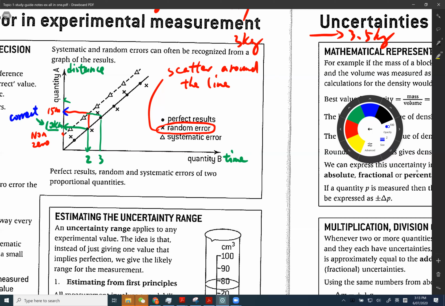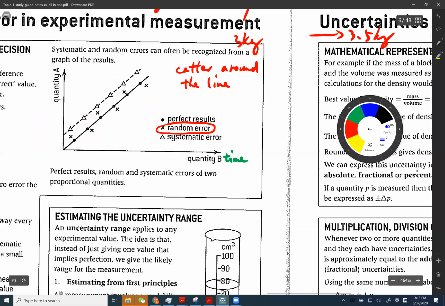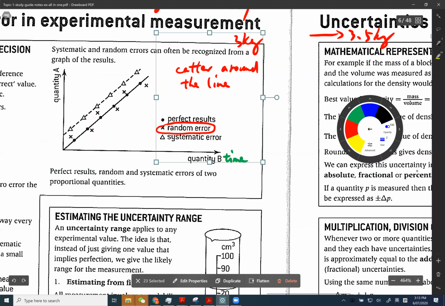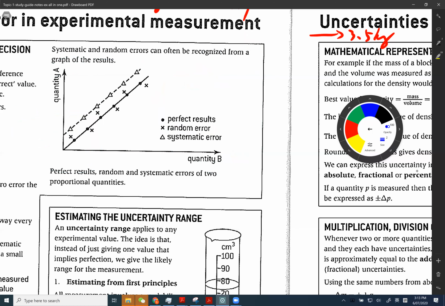Why do we discuss this much? Because in IA you always need to discuss this one, okay? For this diagram, we need to make it more clear.